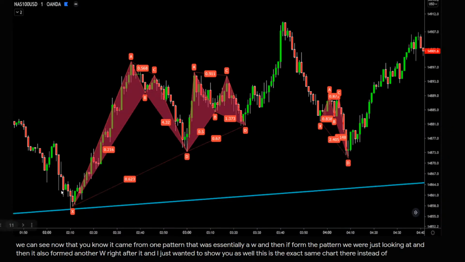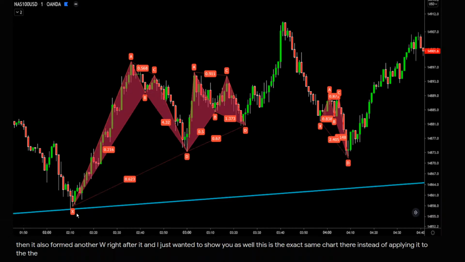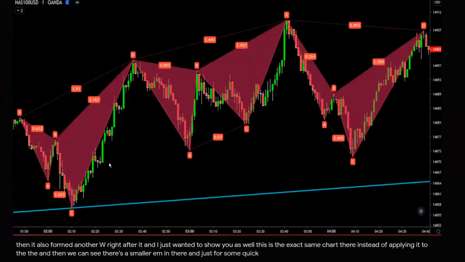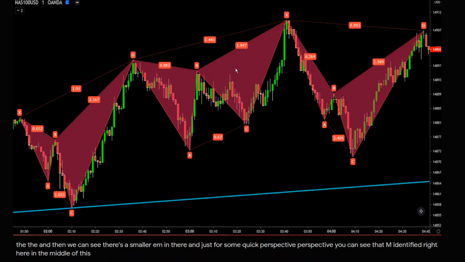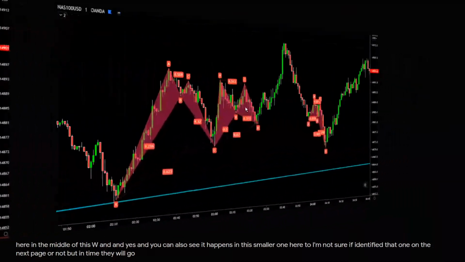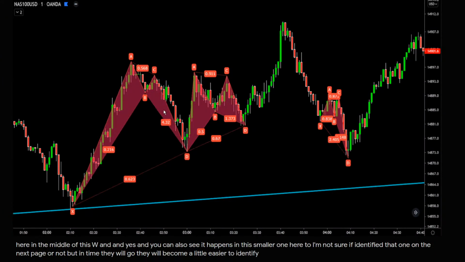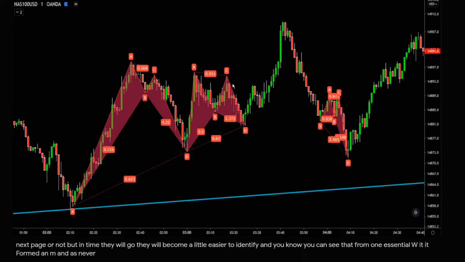And I just wanted to show you as well that this is the exact same chart. There, instead of applying it to the W there, I've applied it as an M, and then we can see there's a smaller M in there. And just for some quick perspective, you can see that M identified right here in the middle of this W. And yes, you can also see it happens in this smaller one here too. I'm not sure if I identified that one on the next page or not, but in time they will become a little easier to identify. And you can see that from one essential W, it formed an M and has never stopped on this chart being part of an M or a W.